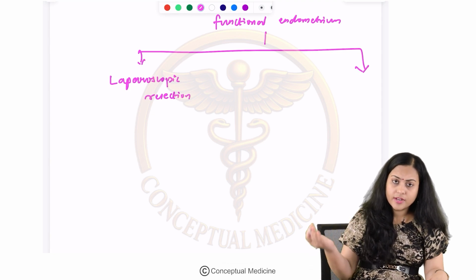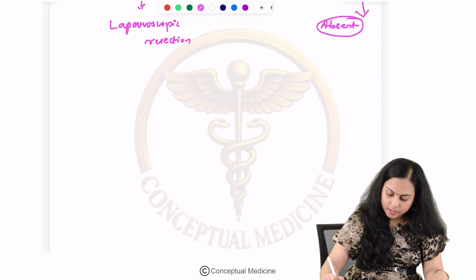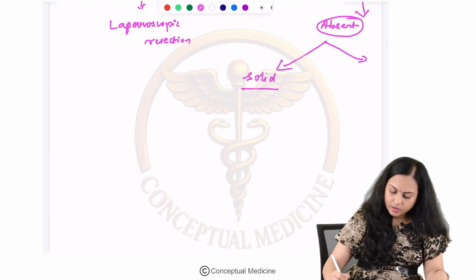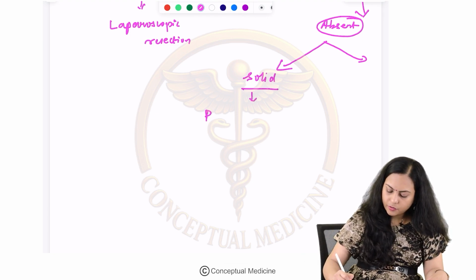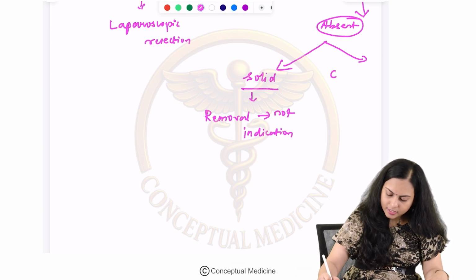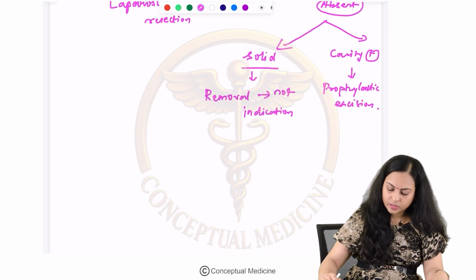Suppose if there is no functional endometrium, okay, so absent functional endometrium means, and then you have to check whether it is solid or it has a cavity. If it has a solid horn, then removal is not indicated. Okay, removal is not indicated because it is not going to cause any trouble. Whereas when it has a cavity, then sometimes you may need prophylactic excision of this horn with endometrial cavity, right?